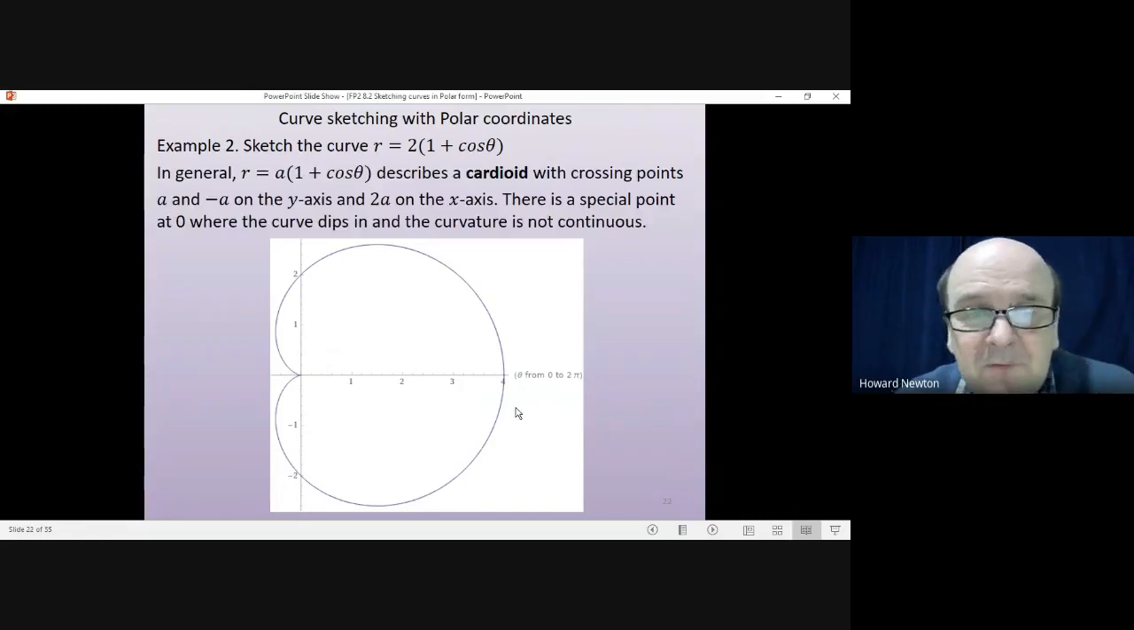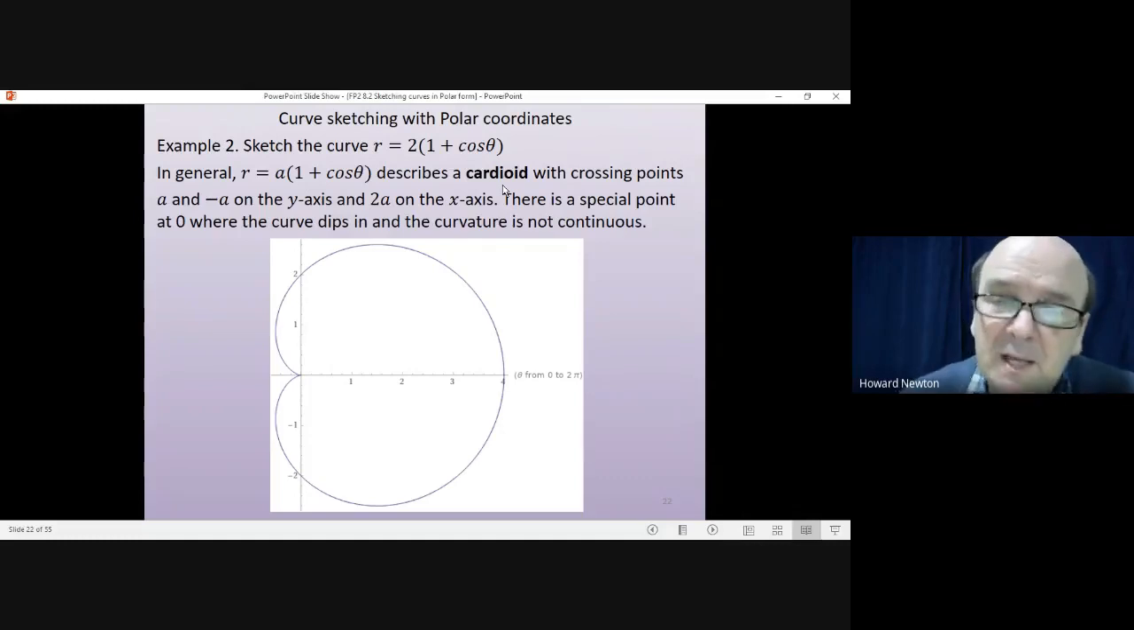Now, in general, if you have r equals any number a into 1 plus cos theta, you'll have a curve with this sort of shape, and it's called a cardioid, where cardioid means heart, because the curve has a heart shape. And the crossing points will be a and -a on the y-axis and 2a on the x-axis. There is a special point on this curve here at 0, where the curve dips in. And at this point, the curvature is not continuous. So we come into a sharp point and then go out again.